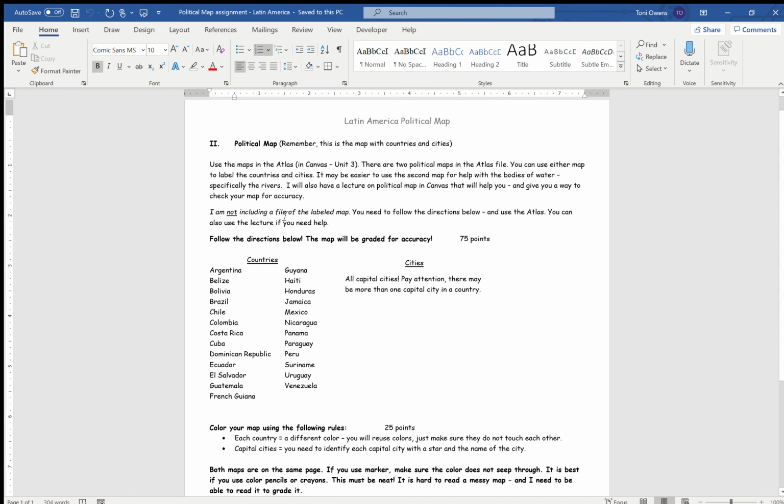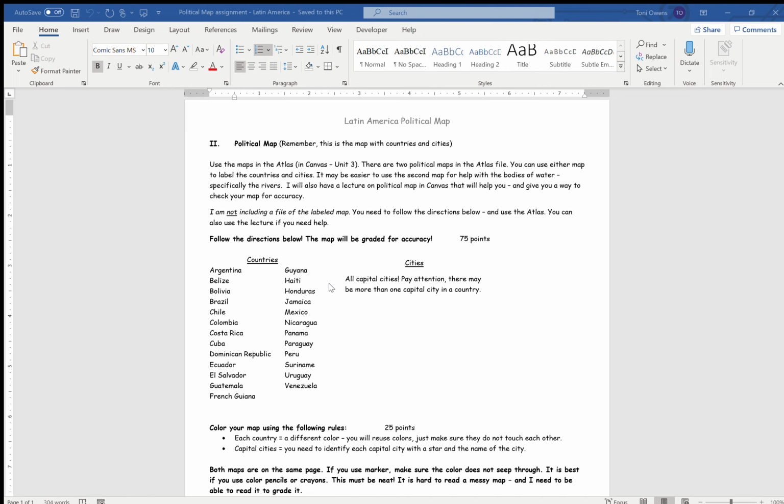So again, same as with the other one, the atlas is in Canvas, and I'm going to pull this up for you so you can see. Go into modules, and then if you will go down to Unit 3 resources, you can see our atlas. Once it loads, we will go down to the political aspect. Now, I've got two here. The first one shows Latin America, and the second one shows just South America.